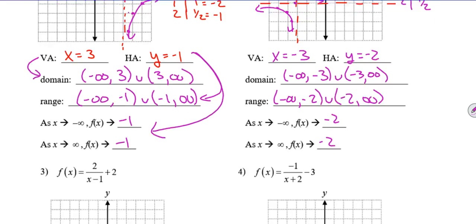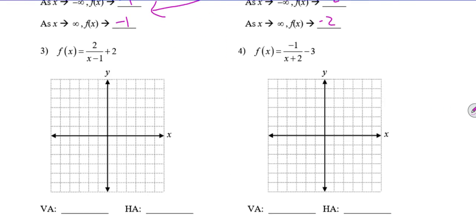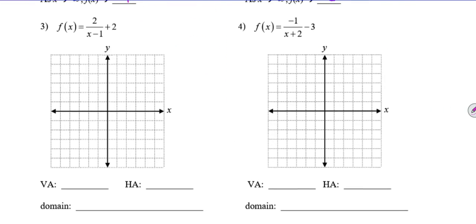All right, so try the next 2. Graph these next 2 and answer these questions, and then I'll come back and show you the answers. But first, pause the video and try this. You all should be trying these questions on your own and not just copying down what we're doing. So try these, and then I'll show you the answers.